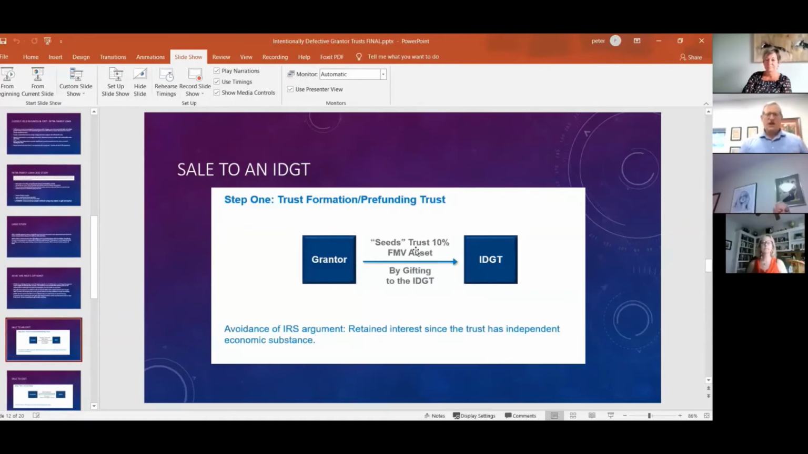So in terms of kind of a visual as to what these transactions look like. The first step is that we have to first set up the trust. And then we have to, as we talked about, seed that trust. If we're just going to gift assets into the trust, we don't need to seed the trust. However, if we are going to do any type of installment note, we do need to get some additional assets into that trust prior to that transaction.